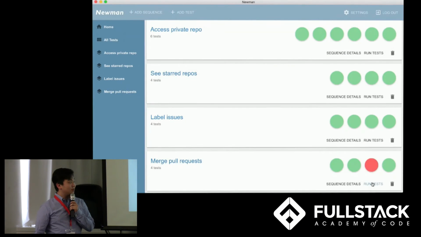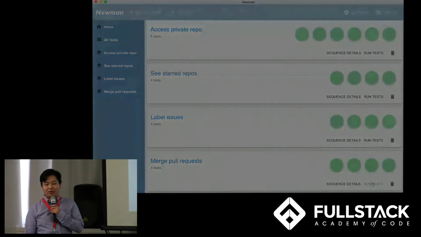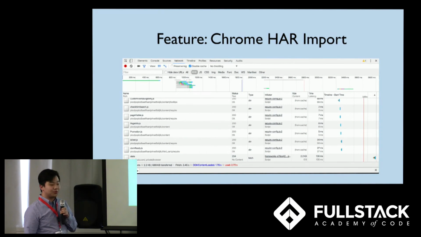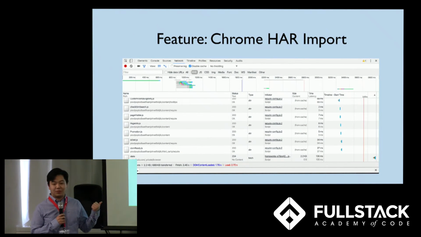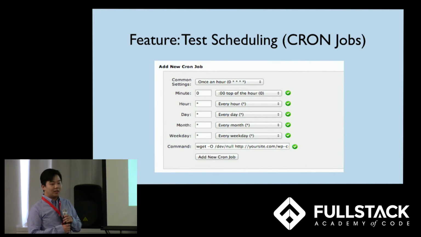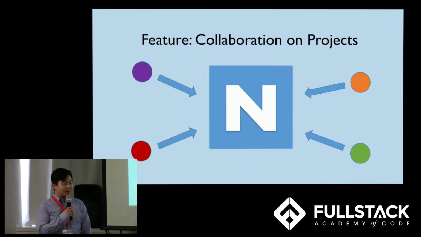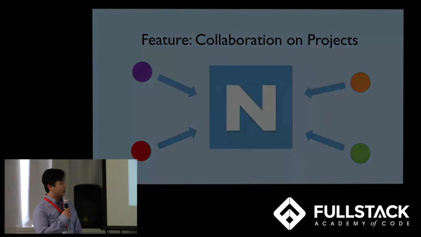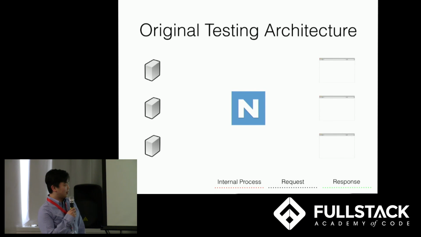This is our current state of our project, but in the future we would like to implement certain features such as using Chrome HAR files to build our tests, using cron jobs to automate our sequence runner, and also allowing multiple users to work on a collaborative project. I'll hand the mic off to Sean, who will talk to you more about the technical difficulties we encountered on this project.